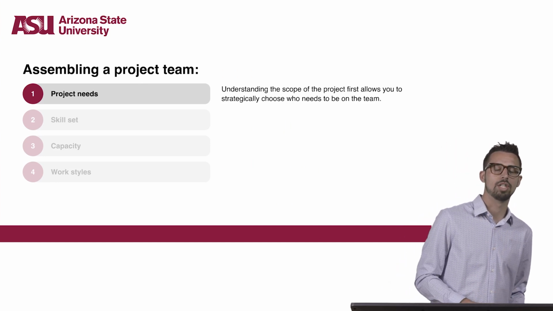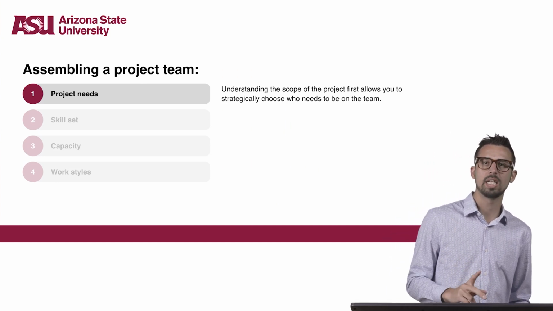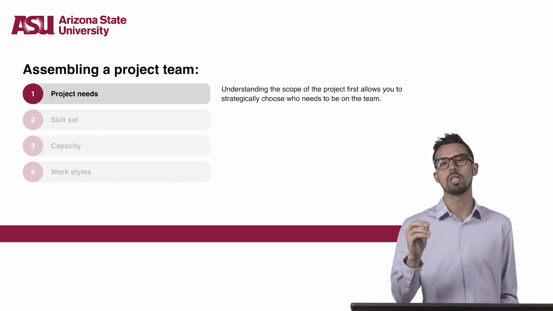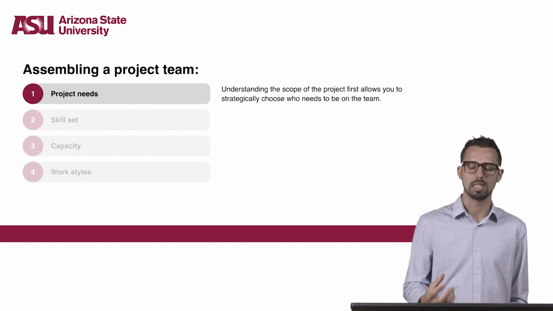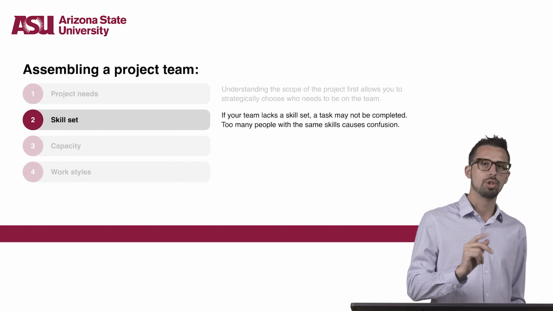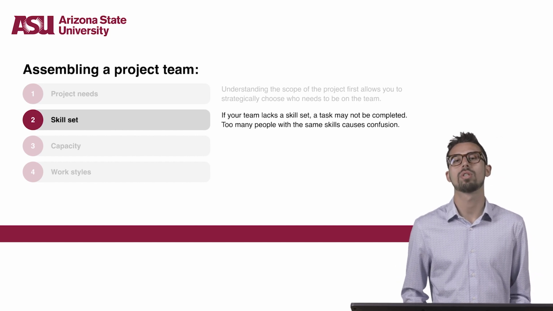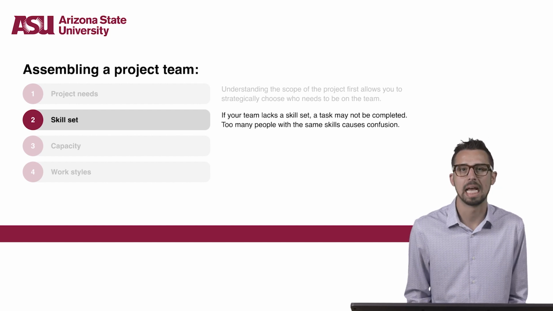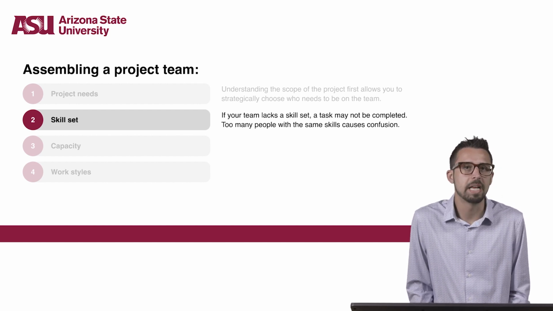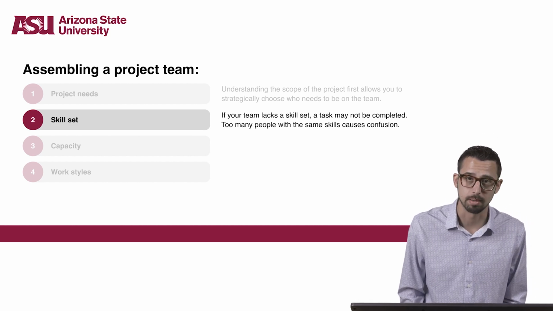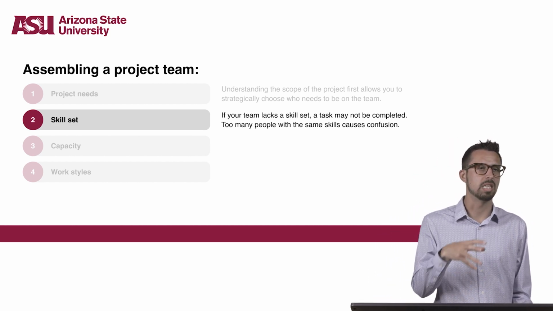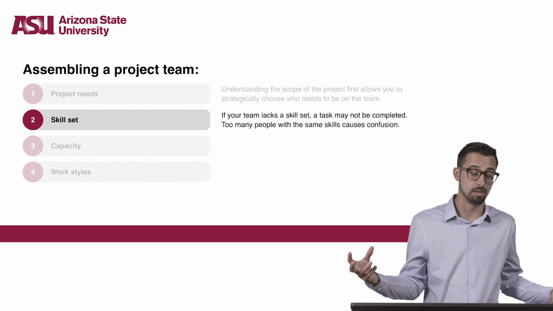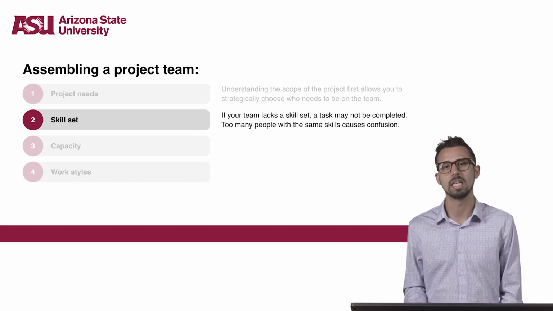The needs of the project. Understanding the scope of the project first allows project managers to strategically choose who needs to be on the team. Choosing team members who can offer a diverse set of skills is crucial for project managers. If a team lacks a certain skill set, a task may not be completed correctly or at all sometimes. Too many people with the same skills can oftentimes cause confusion or even arguments over who owns any specific task.